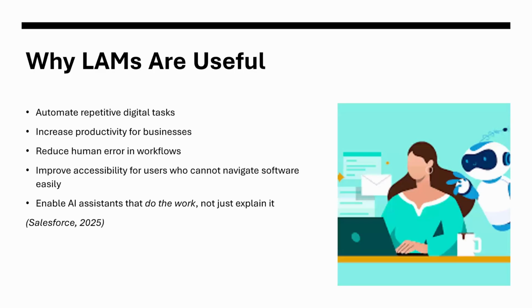So, why are LAMs useful? They can automate repetitive digital tasks, such as entering a large quantity of data in a spreadsheet. They can increase productivity for businesses, which, again, is spreadsheet work and other document work and sending emails and things like that. They also help to reduce human error in workflows. They improve accessibility for users who cannot navigate software very easily. They also enable AI assistants to do the work and not just explain it. So, like ChatGPT, but just doing the work for you instead of telling you how to do it.